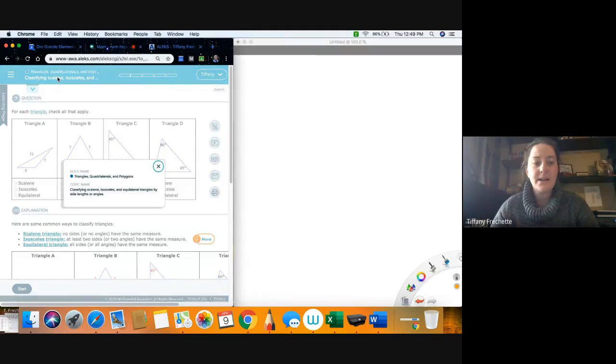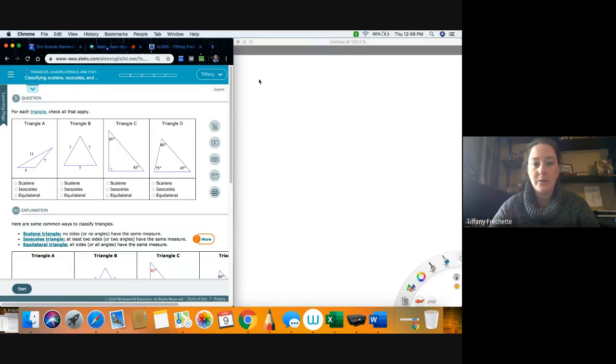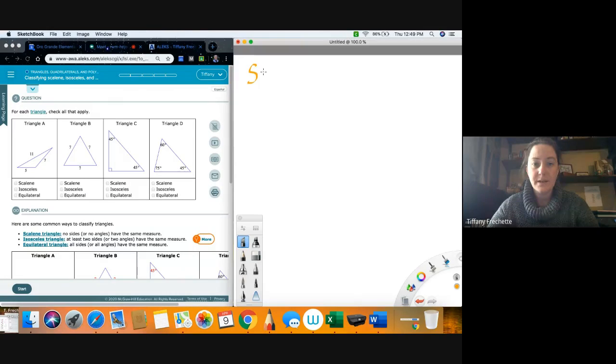Classifying scalene, isosceles, and equilateral triangles by side lengths or angles. Okay, so we need to really quickly review what these mean. I know we've reviewed these in a previous video, but if you don't have your notes, you should be taking notes. The more you write it down, the better. It's not going to hurt you to write it down again.